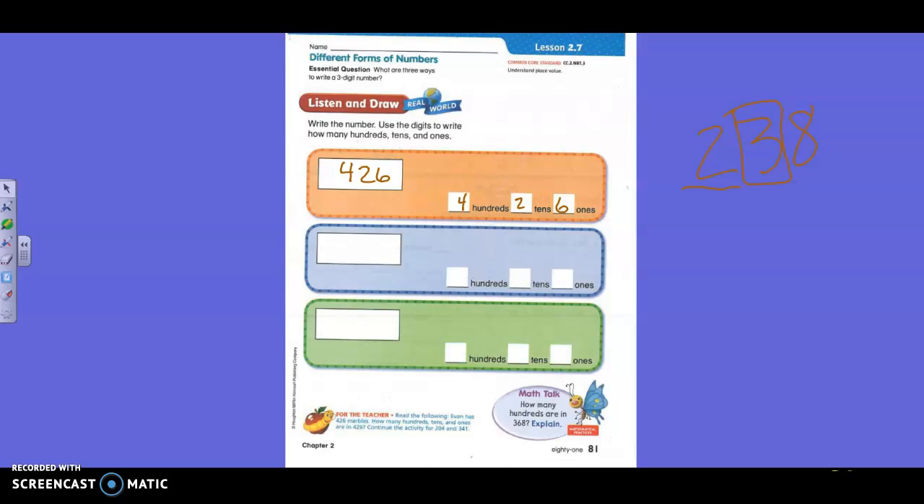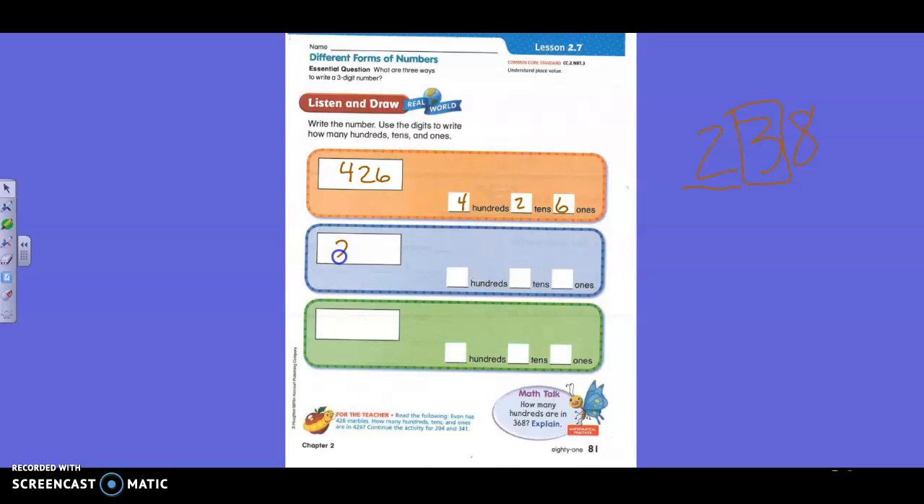All right. Now, thinking about this, boys and girls, what's the value of the 2? What's the value of 2 in 426? Allie? 20. What's the value of 6? Liam? 6. What's the value of the 4, Hudson? 400. Okay, write this number in.